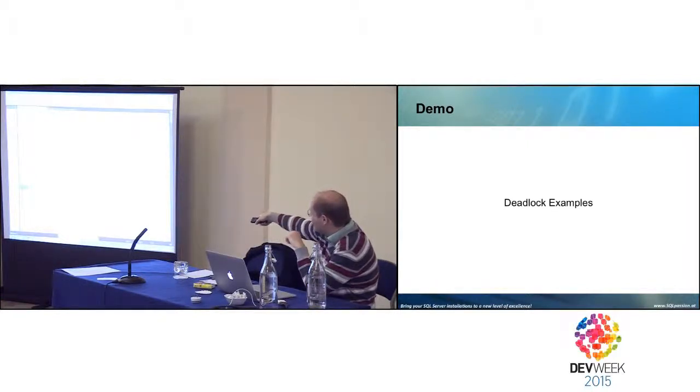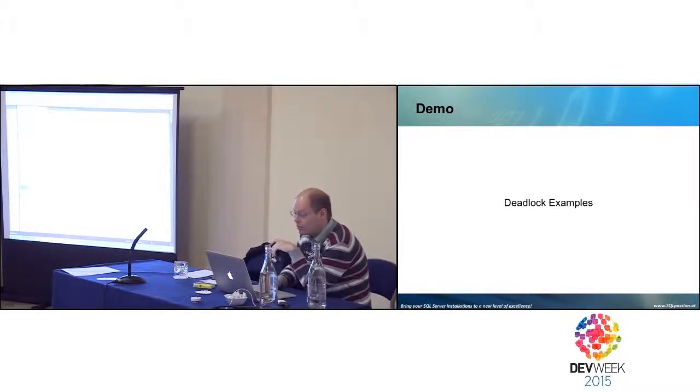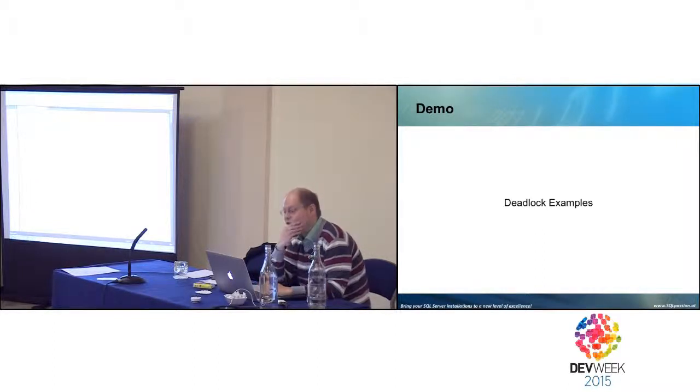As you can see here, we have again a predicate where we check if column 2 equals 1. Means we have to read the complete table to get here the first row from that table. So let's start that first transaction.